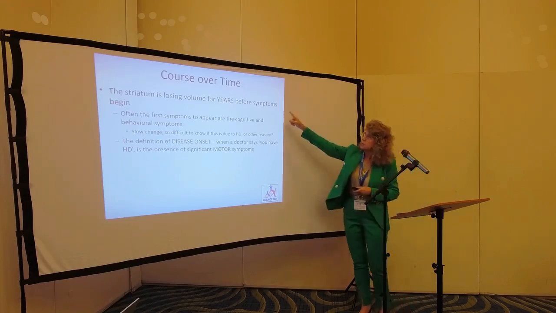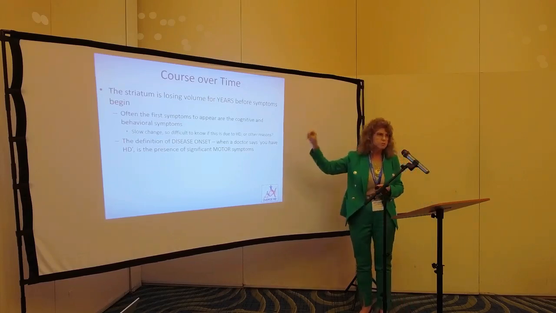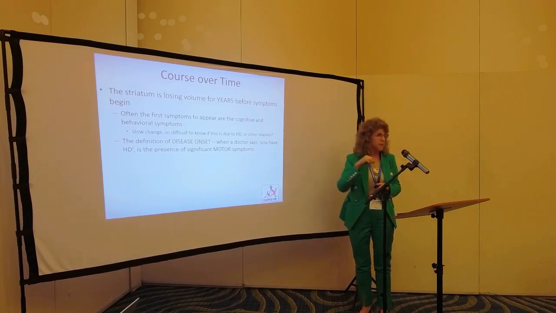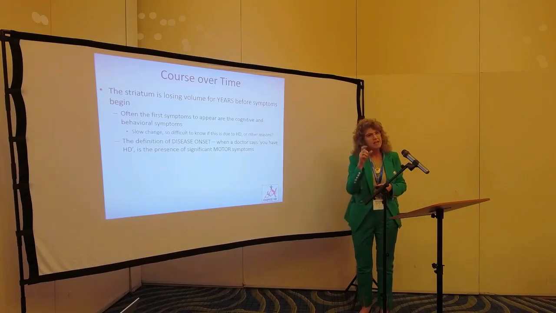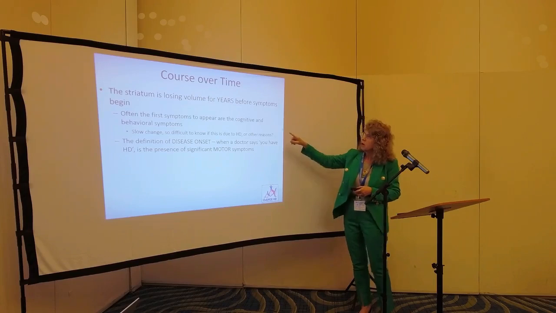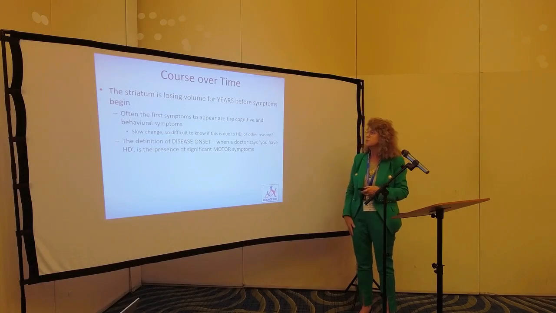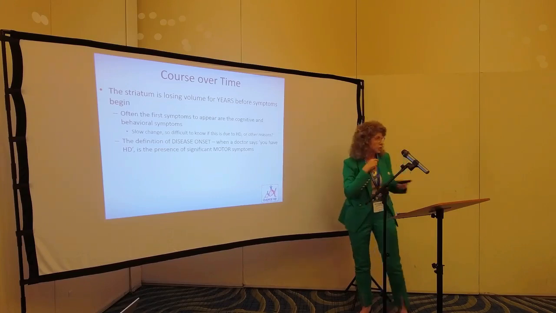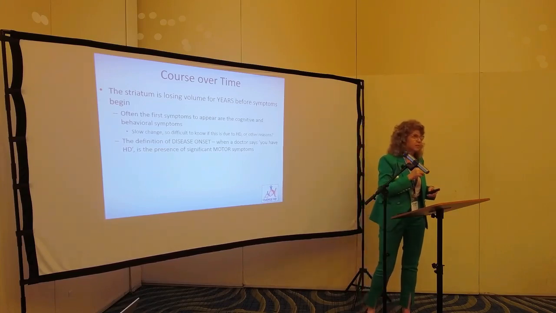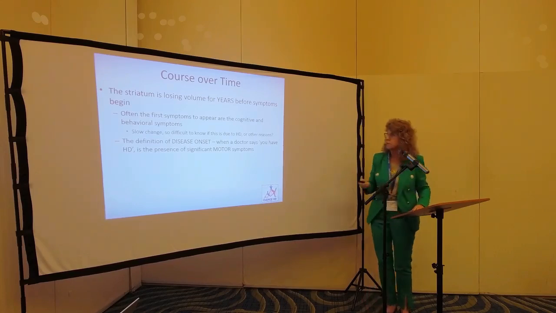The striatum is losing volume for years before symptoms happen. And then, while it's happening, you'll get cognitive and behavioral symptoms before motor, right? Often the first symptoms are cognitive and behavioral. It's a slow change. Sometimes it's difficult to know if it's due to HD or something else. The definition, as we talked about, is that disease onset is significant motor symptoms. And we'll talk about why we don't define disease onset by behavioral symptoms, because it can be tricky.